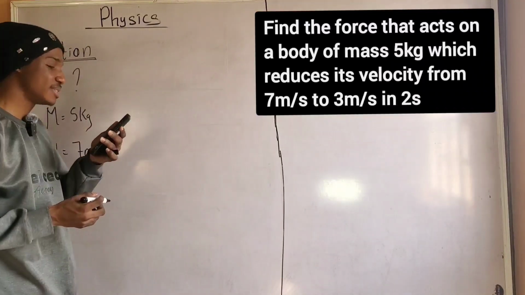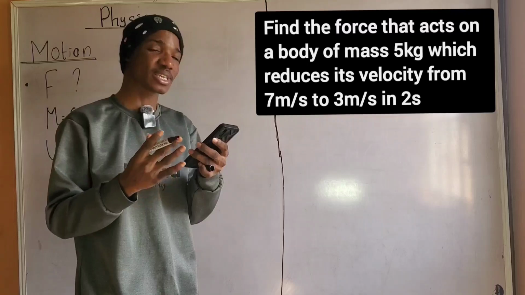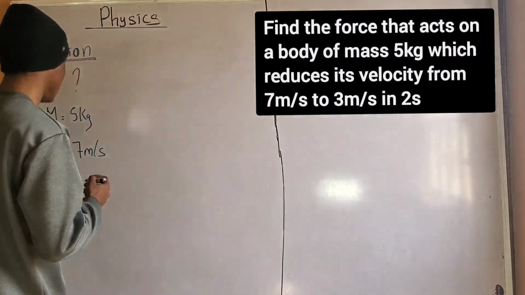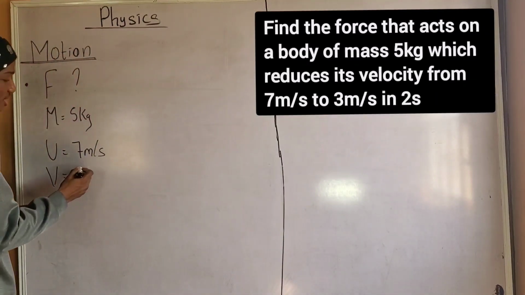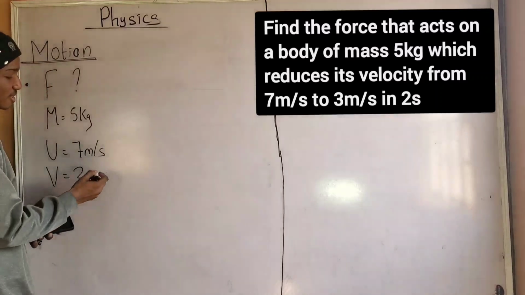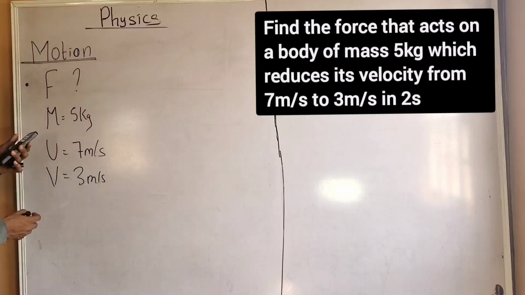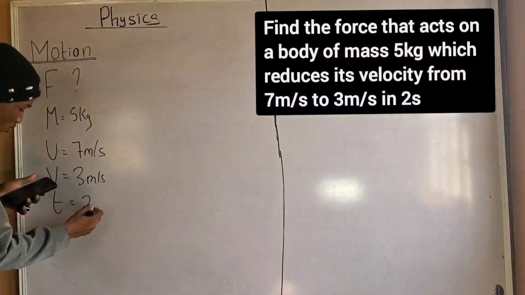And the velocity is reduced from 7 meters per second to 3 meters per second. That means the final velocity v is 3 meters per second. You can put it like this. And the time taken is 2 seconds. Time equals 2 seconds.